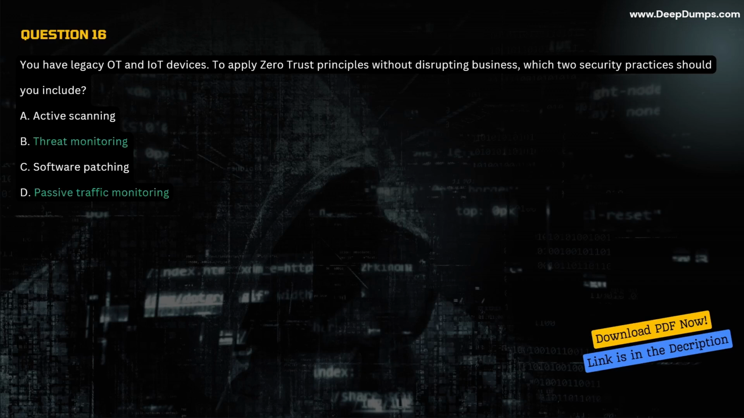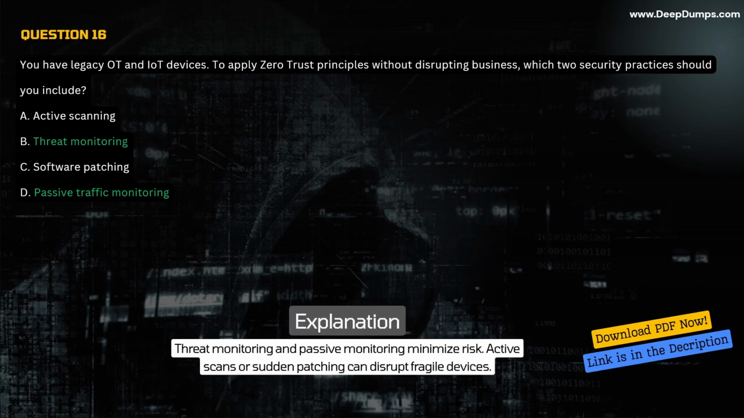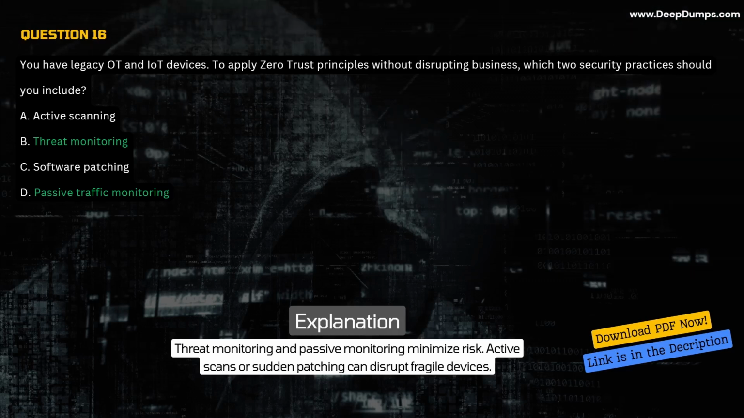Correct answer B and D. Threat monitoring. Passive traffic monitoring. Explanation: Threat monitoring and passive monitoring minimize risk. Active scans or sudden patching can disrupt fragile devices.